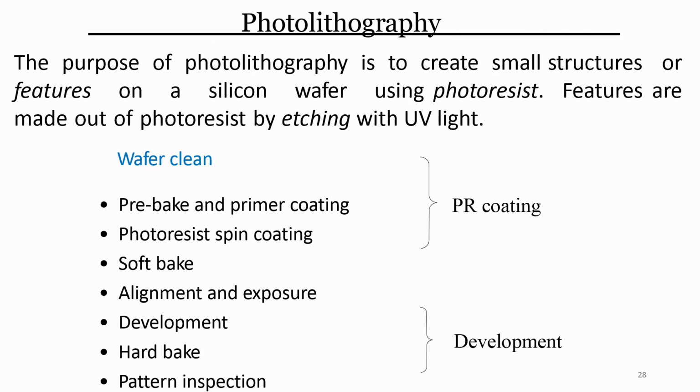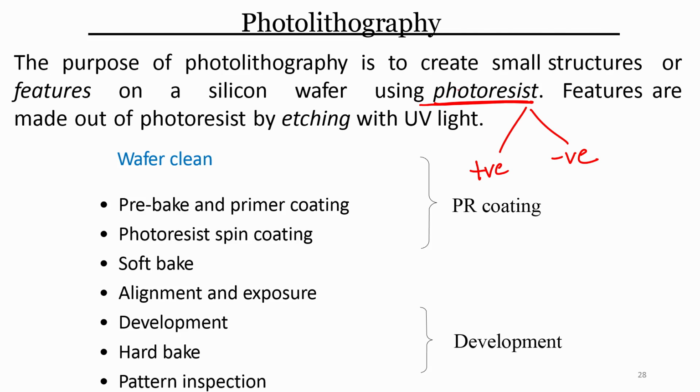But right now let us see the slide, and the slide says that the purpose of photolithography is to create small structures or features on a silicon wafer using photoresist. We have seen that, right. What is photoresist? Photosensitive resist. So, photoresist are of two types, positive photoresist and negative photoresist, correct. And features are made out of photoresist by etching with the help of UV light.